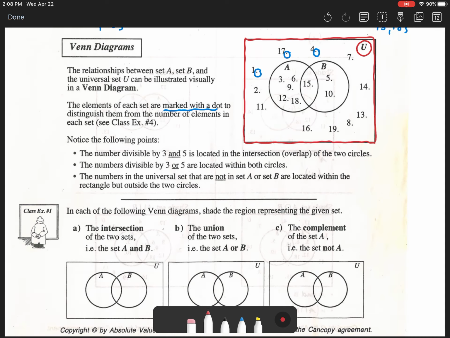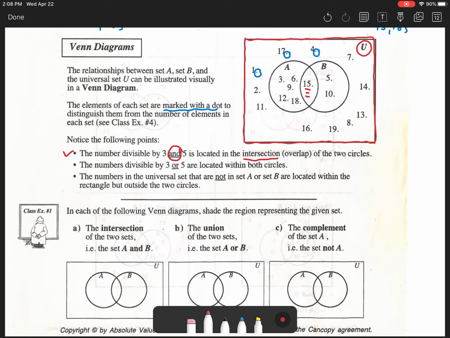So that's a key point there. Make sure that we understand that and that you do that moving forward, okay? And that's what they say there. We mark them with a dot to distinguish them from the number of elements in a set. Now, notice the following points. The numbers 3 and 5 are located in the intersection, which is the overlap of the two circles. So that's right there in the middle of the Venn diagram.